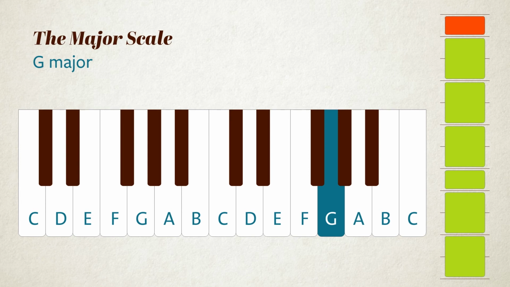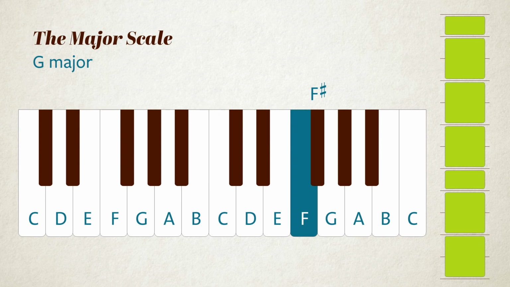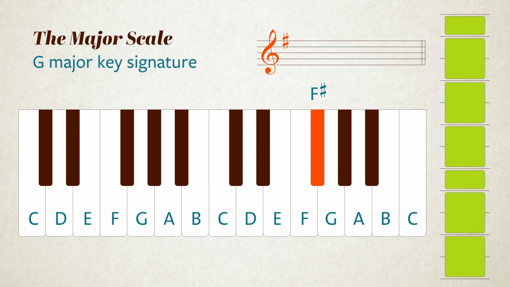To create the correct sequence of intervals, starting from G, we needed to play this note here, which is a semitone higher than F. It's known as F sharp. That is to say, F raised a semitone. This means that the G major scale contains an F sharp. That's the key signature.